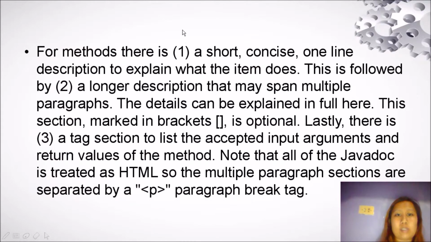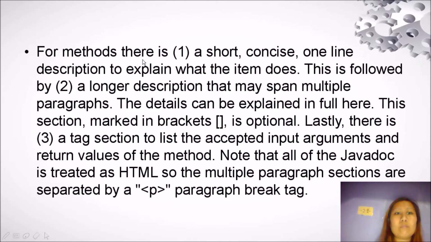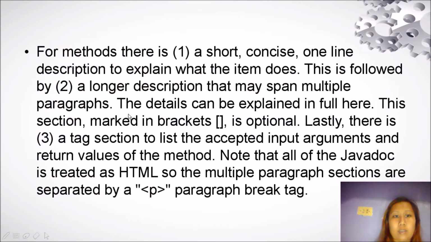For a method, there is a short, concise one-line description to explain what the item does. So here is this short description. This is followed by a longer description that may span multiple paragraphs. If there is much longer, then it goes next. Then the details can be explained in full here. This section marked in brackets is optional. Lastly, there is a tag section to list the accepted input arguments and return values of the method.